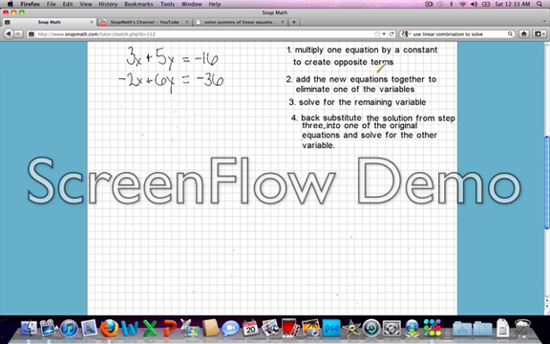So the first step in this process is to multiply one equation by a constant to create opposite terms. What I mean by that is we're going to pick an equation, which one you pick doesn't matter, but we're going to multiply that equation by something to make opposite terms in these equations. All of them don't have to be opposites. We just want one of them that is above and below each other to be opposites, because our goal is actually to eliminate one of the variables.